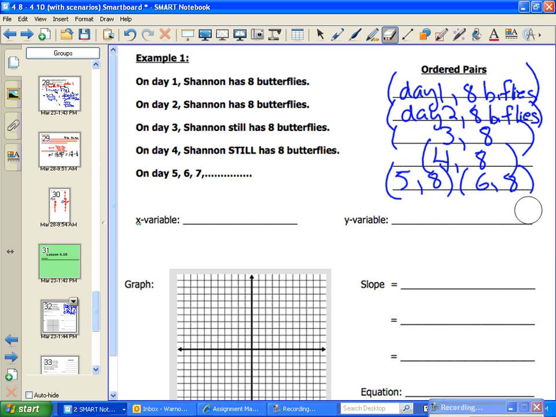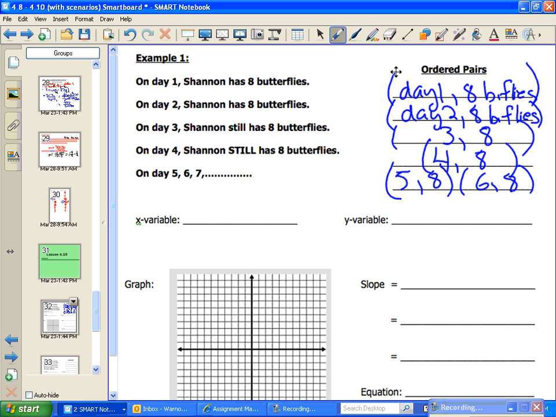Okay, we're looking at slope, which is also the rate of change. Okay, what is Shannon's rate of change with her butterflies? How fast do the butterflies keep increasing by? 0. Okay, her rate of increase is 0. So you guys already know that the slope is going to be 0. All right, we're going to just do it mathematically to show that it should be 0.